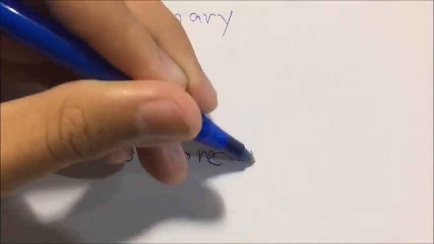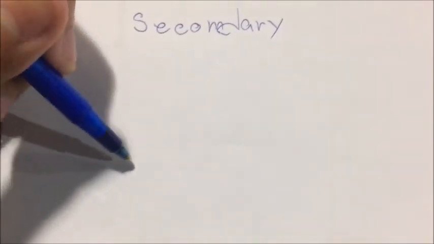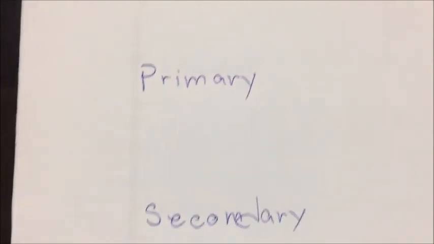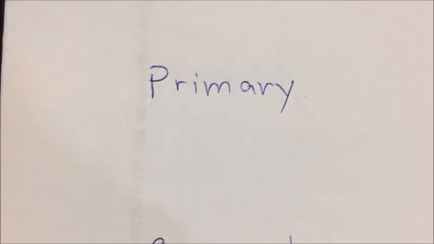There are 3 types of alcohols. There's primary, secondary, oh my gosh, sorry for the mistake, and tertiary. Now, for the primary alcohol: in a primary alcohol, the carbon which carries the OH group is attached to one alkyl group.